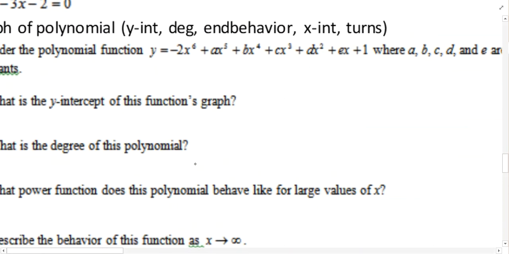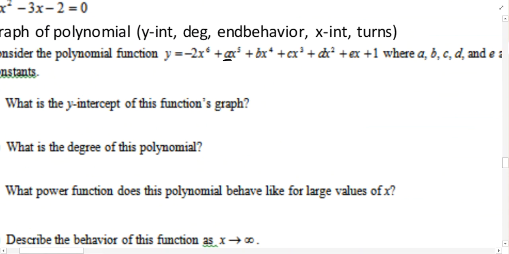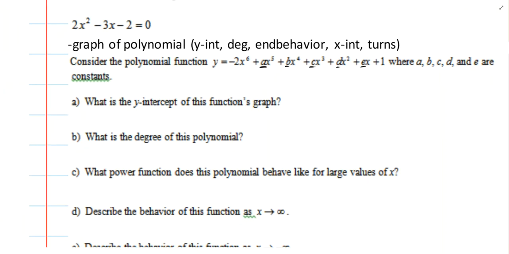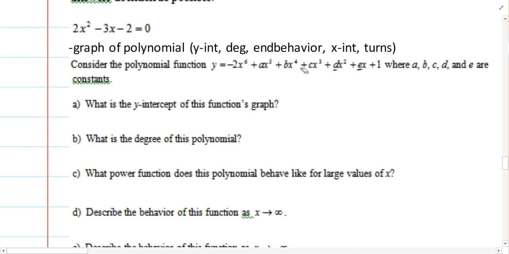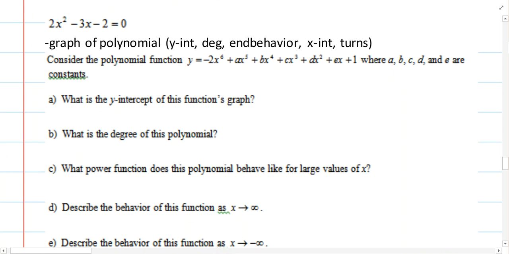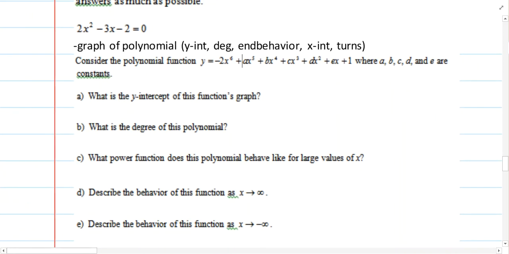But you'll notice that this question, again, is giving us some variables, a, b, c, d, e. And so we've got to be able to interpret the behavior of this function without relying on those numbers. Unfortunately, those numbers generally don't really affect the behavior of a polynomial on the large scale. And we can probably answer a lot of these without worrying about those values specifically.